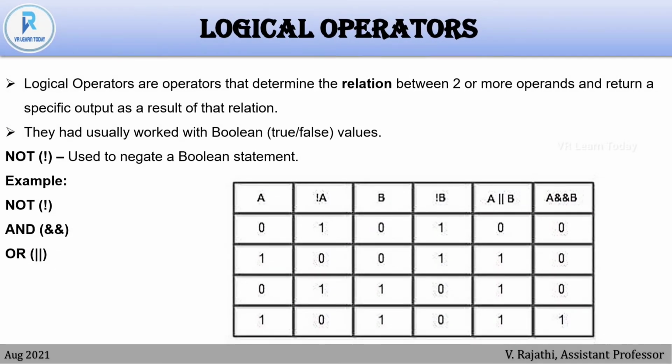Now the logical operators. Logical operators determine the relation between two or more operands and return a specific output as a result of the relation. They usually work with boolean values, that is 0 or 1, true or false. Not is used to negate a boolean statement, for example not, and, or. So not a means if the input is 0, the output will be 1. If the input is 1, the output will be 0. In the same way, a and b, a or b.